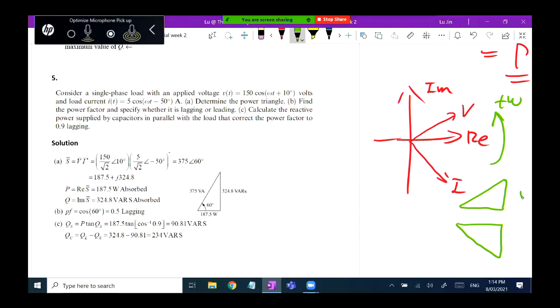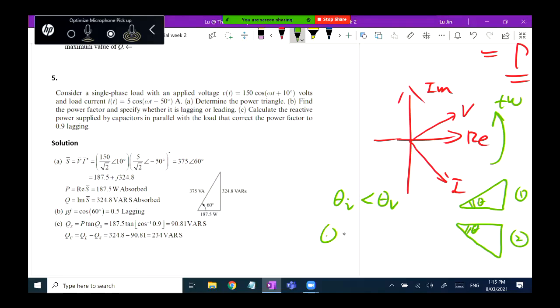So option 1 or option 2. Leading or lagging? You know this is actually a lagging case, right? For lagging, the current angle is smaller than the voltage angle. Agree? But how did we define this theta, the angle of the power triangle?